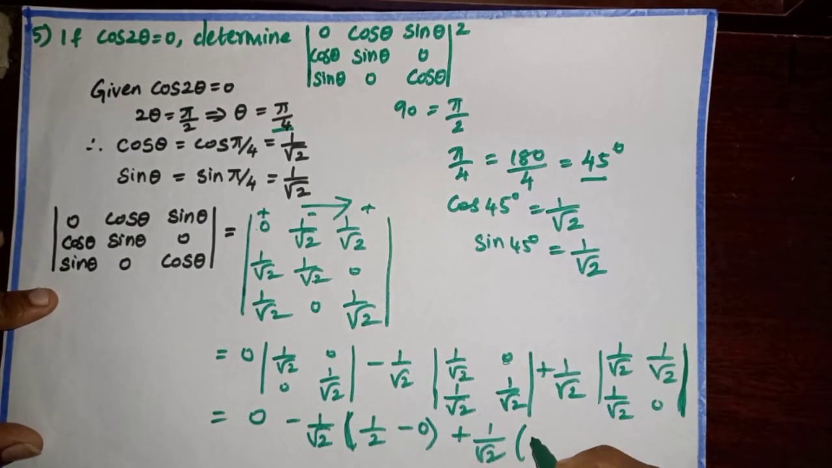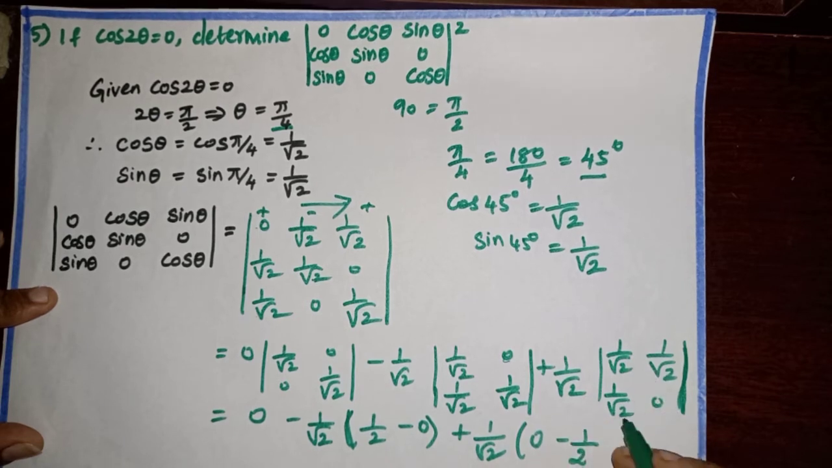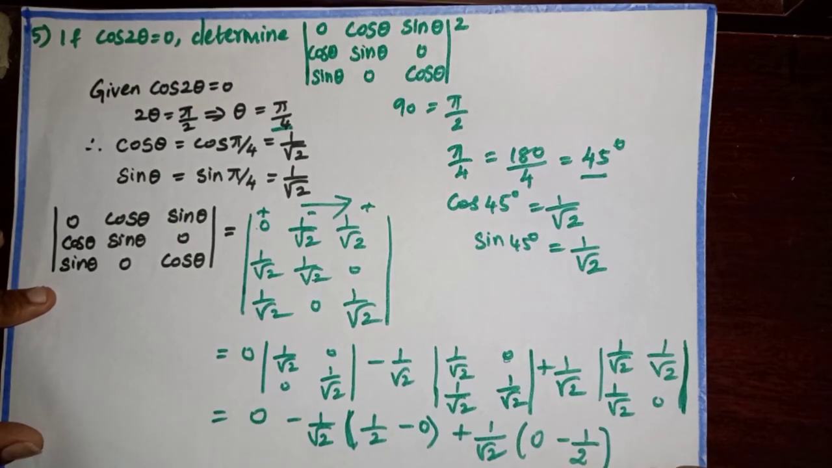0 into 1 by root 2 is 0. Minus 1 by root 2 into 1 by root 2 is minus 1 by 2.